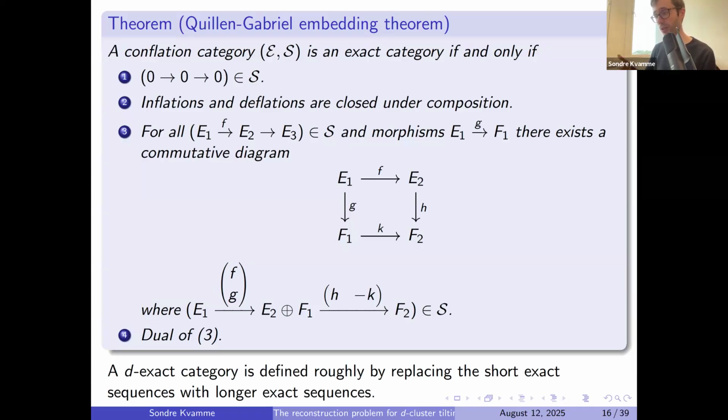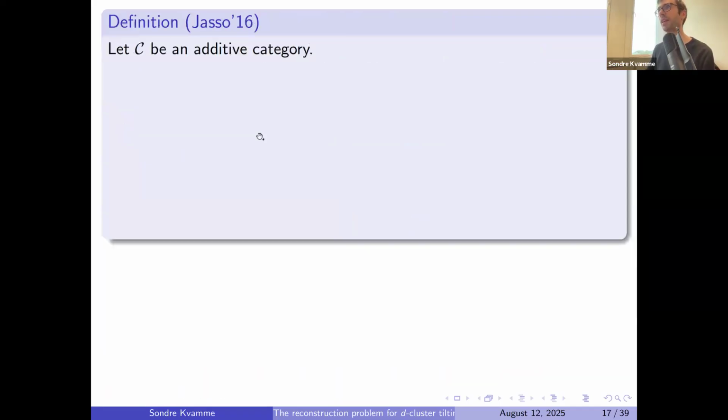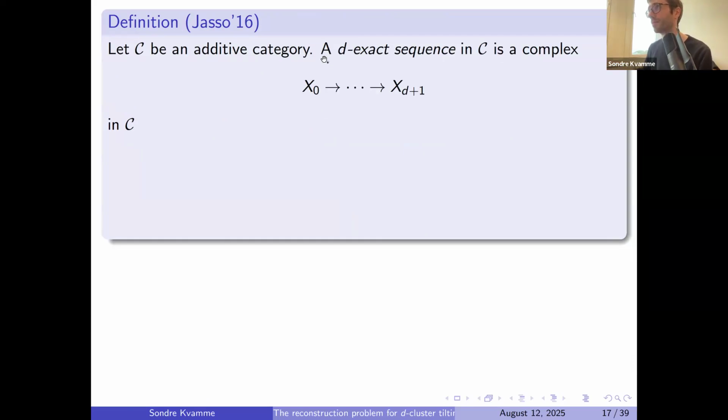So I will first tell you what I mean by longer exact sequences, and then I will give this definition of the exact categories. So let C be an additive category. Then a D exact sequence in C is a complex with D plus 2 objects, or D plus 1 morphisms, as a complex in C, and such that when you apply the covariant Hom functor, you get an exact sequence. So you get exactness everywhere except at the last term.